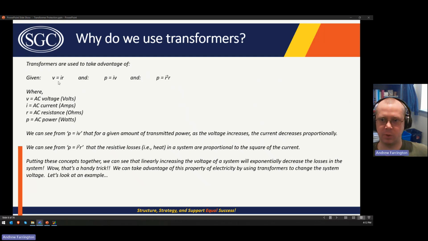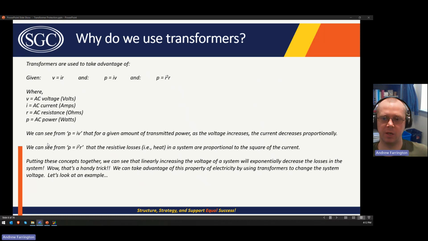If we go back to the properties of Ohm's law, where the voltage V is equal to the current times the resistance, and power is equal to the current times the voltage, power is also equivalent to the current squared times the resistance. It's just substituting this into that equation.